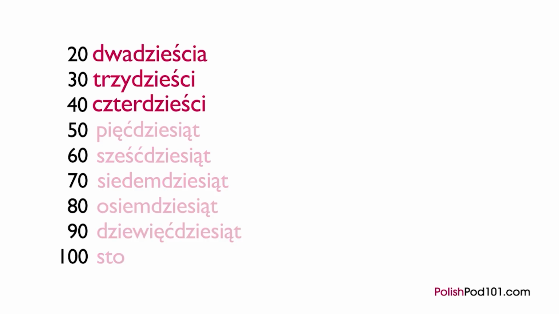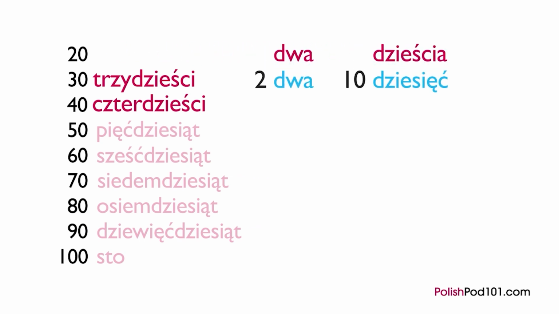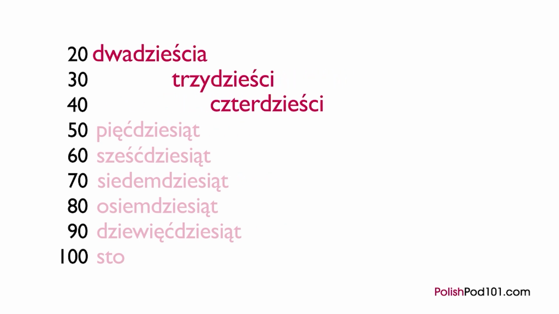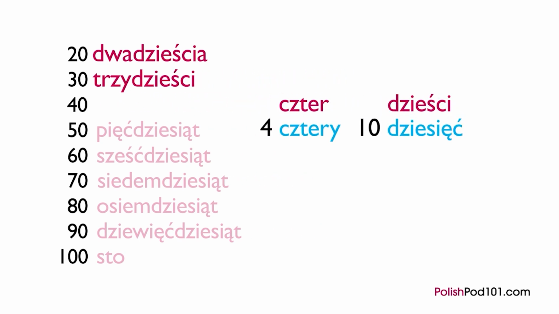Let's take a closer look. 20 is made from 2 and 10. 30 is 3 and 10. And finally 40 is 4 and 10. Please note that we cut off the last letter of 4, which means 4.